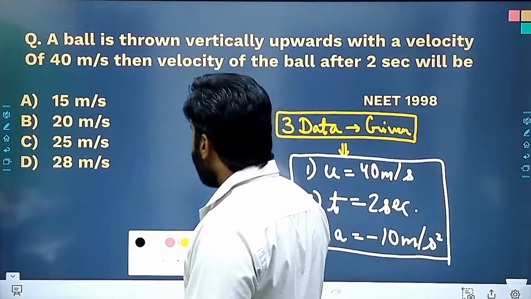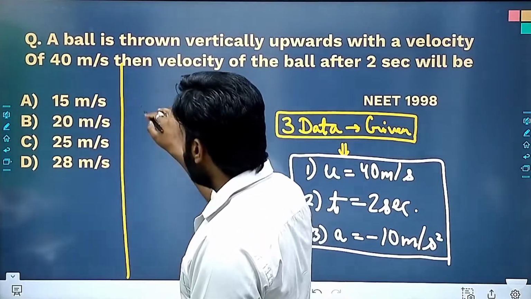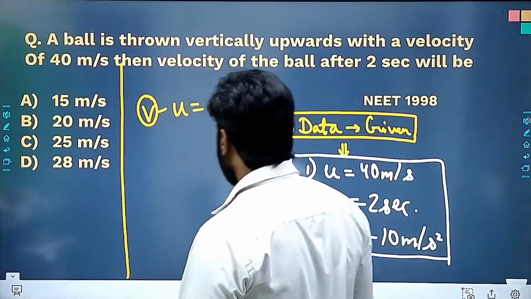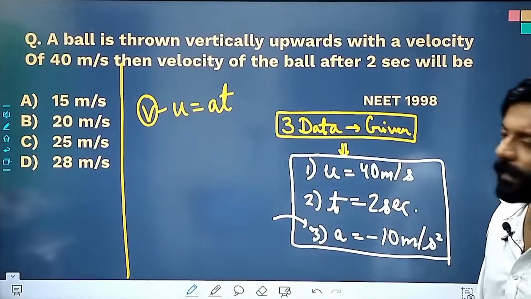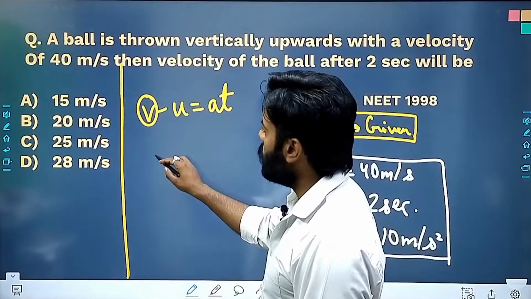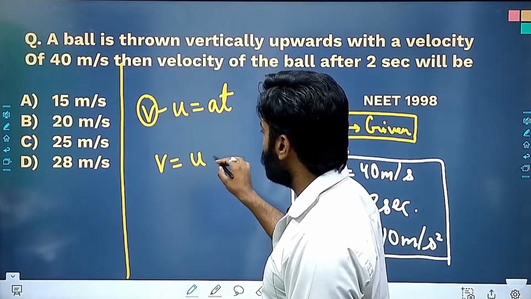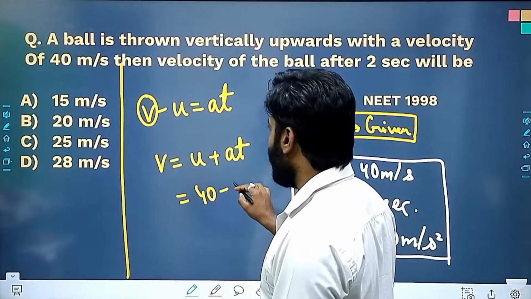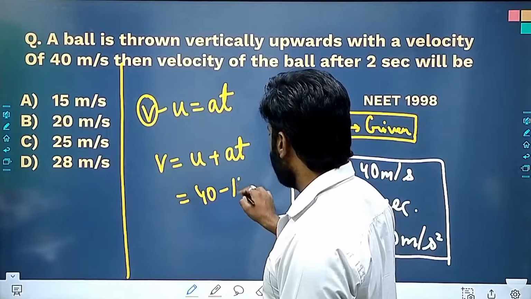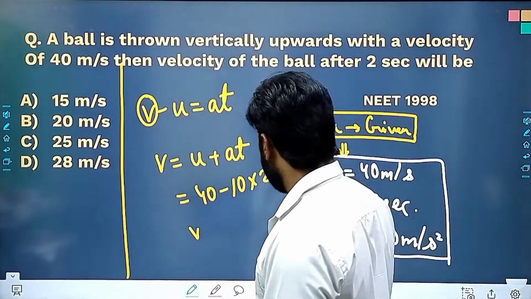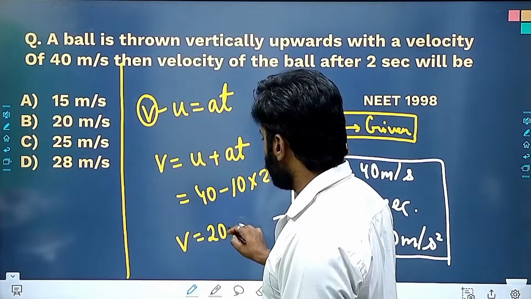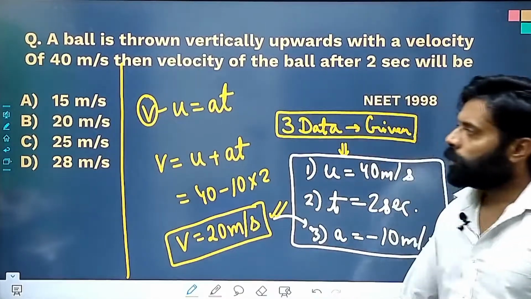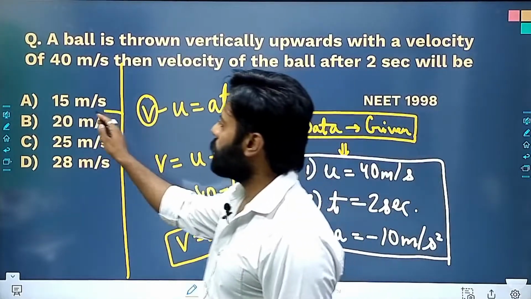And then we have equations of motion. V minus U is equal to AT. By using this equation, we can easily calculate the V. So V will be 40 minus 10 into 2. So V is equal to 20 meters per second. So V is equal to 20 meters per second is the correct answer.